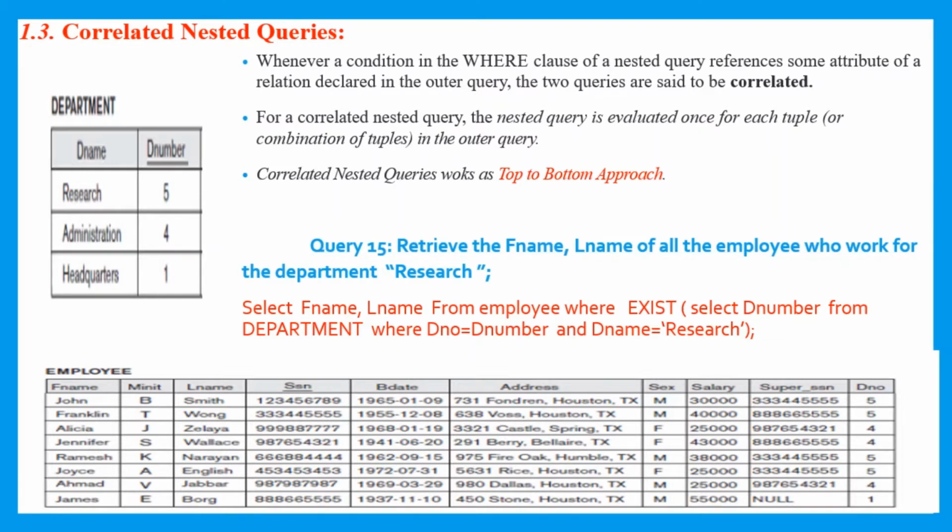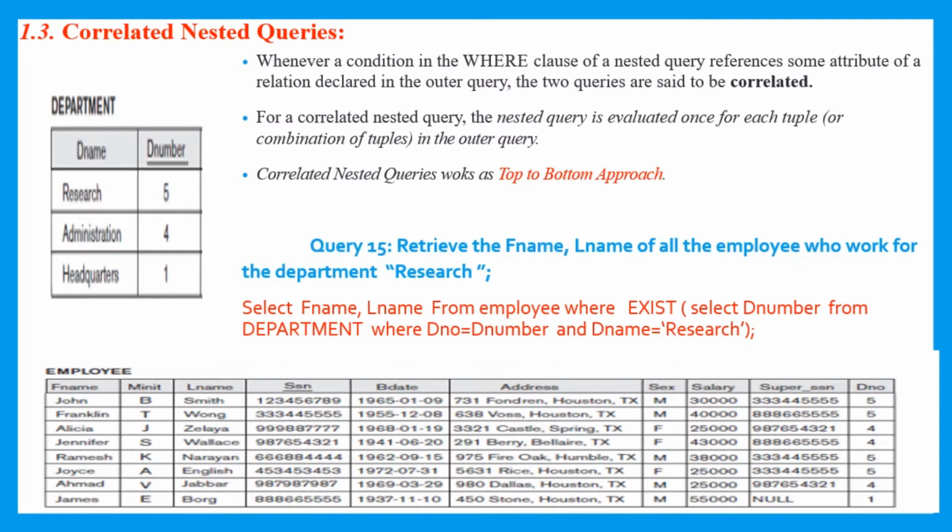the where clause of a nested query references some attribute of a relation declared in the outer query, the two queries are said to be correlated. For a correlated nested query, the nested query is evaluated once for each tuple or combination of tuples in the outer query. The correlated nested query works as a top-to-bottom approach, meaning the outermost query is going to be executed first, then the innermost query will be executed.